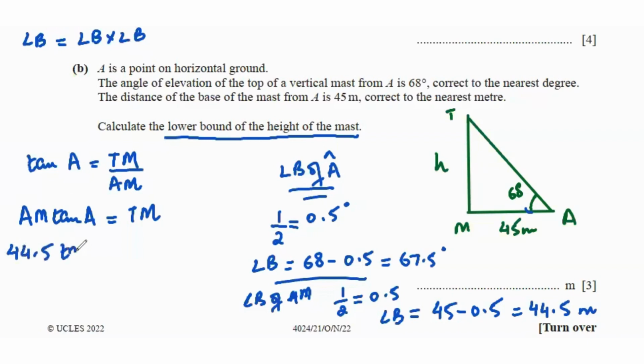So now let's replace the values. 44.5 times tan of 67.5 equals TM. That is going to give us 107.4 meters as the length of the mast, the height of the mast basically.